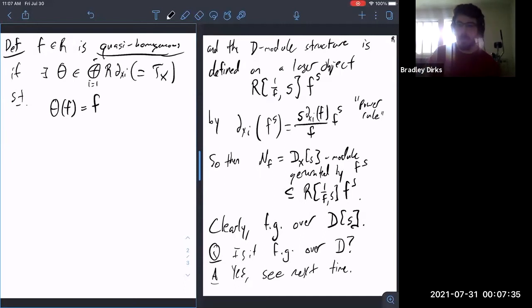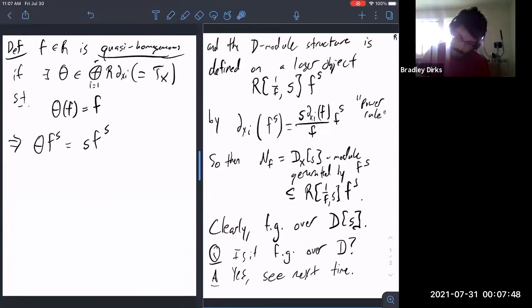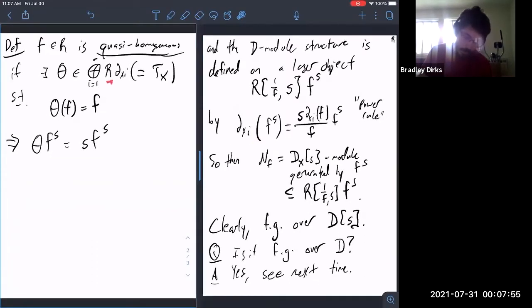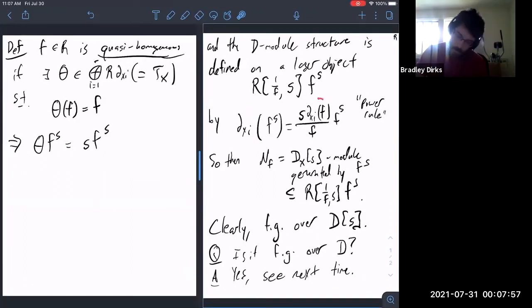So this is inside the ring R. And the utility of this is that it implies that theta F to the S is equal to S times F to the S, right? If we look at the definition of the action on the right-hand side, by extending this linearly so that we have those R coefficients that we need over here and taking sums, this will just be an F up top. And when we divide by this other F, we're just left with S times F to the S.